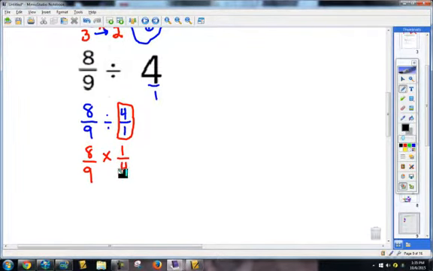But I look at 8 and 4. Is there a common factor that those share? Yes, there is. There is going to be a common 4 that you can divide by. So divide 4 there, divide 4 there. Now you've simplified it a little bit now, so you don't have to do it at the end. 2 times 1 is 2. 9 times 1 is 9. And that is my answer.